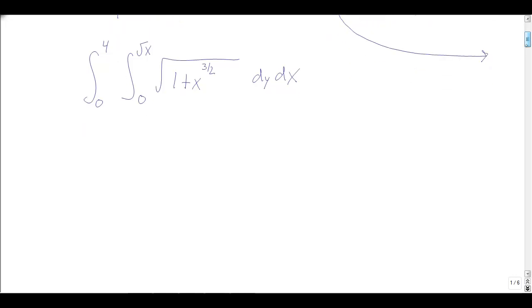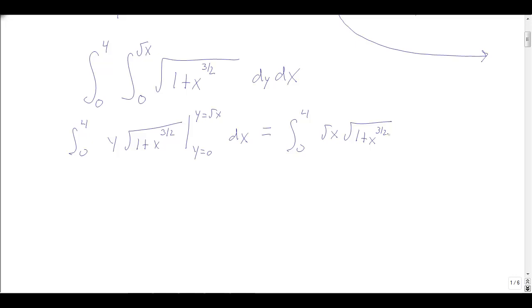And so when I do that, what I'm going to get is an integral from 0 to 4 of y times the square root of 1 plus x to the 3 halves. Again, when I integrate with respect to y, this square root is just a constant, so I get the constant times y. And my bounds go from y equals 0 up to y equals square root x. So when I plug in square root x for y, I get square root x times the square root of 1 plus x to the 3 halves. And when I plug in y equals 0, I get a minus 0 here, which doesn't matter, since 0 times something is just 0.